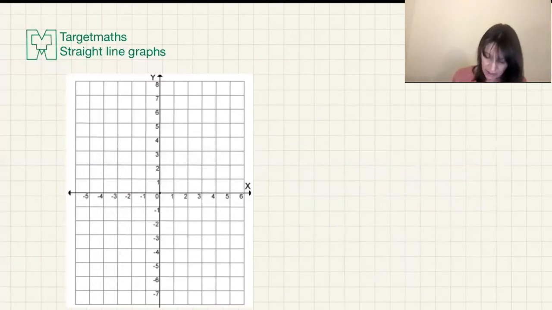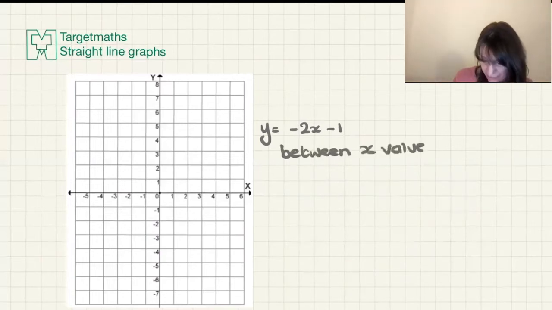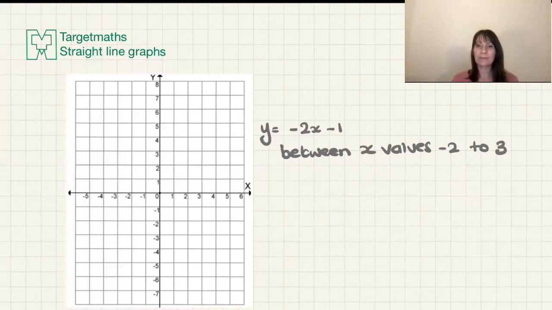So this question, I'd like you to draw y equals -2x minus 1, and we'll do it between the same values. Oh, I'm not even writing between, honestly. Let's try that again. There it is. Between x values -2 to 3.